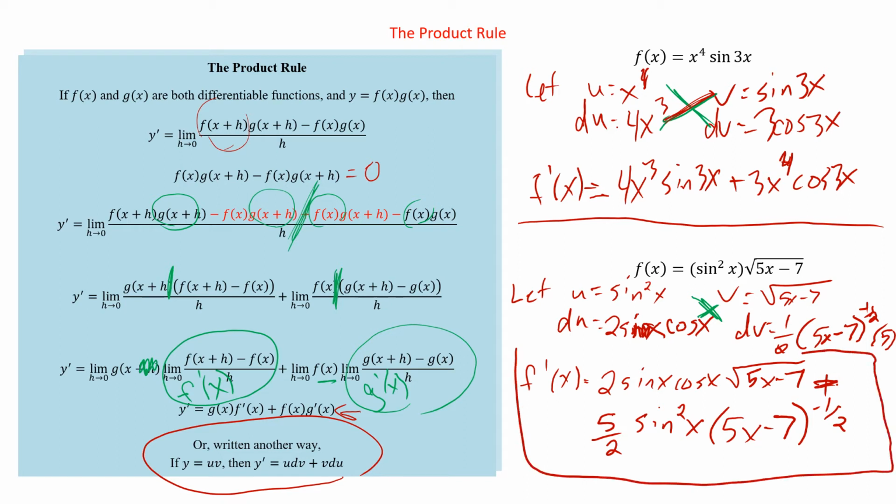And there we go. A lot of them, they do get big, they do get ugly, and if it makes you feel any better, I have to grade them all. So even when they're right, they're a pain to look at. But that's what it is. So that's the product rule.